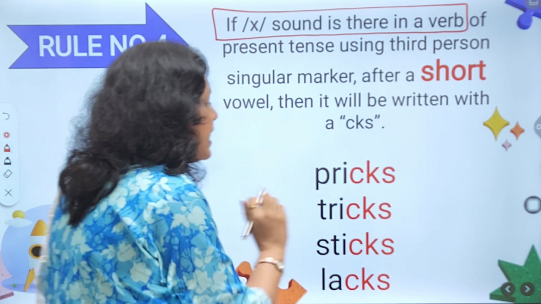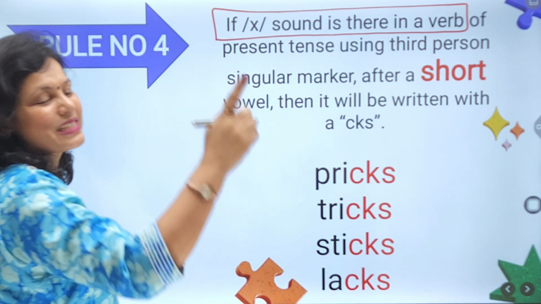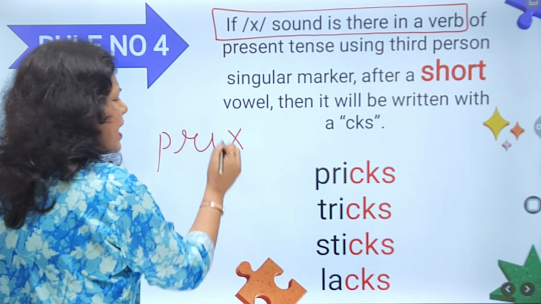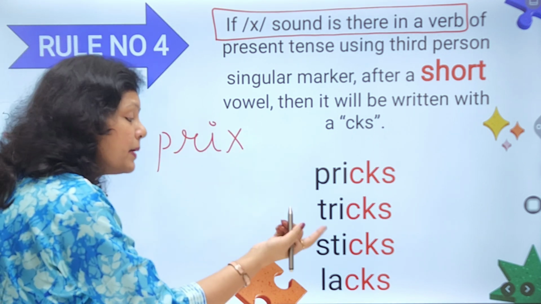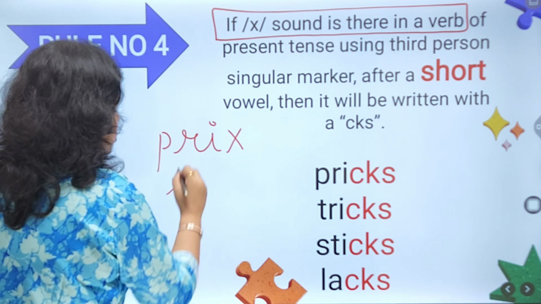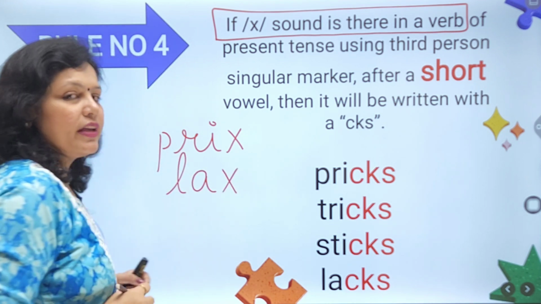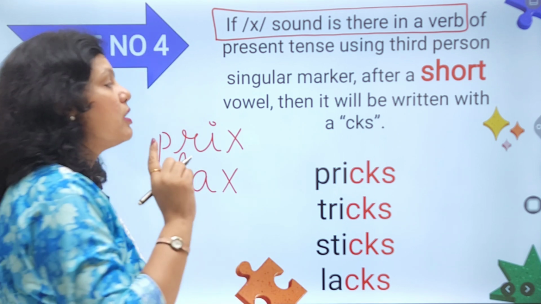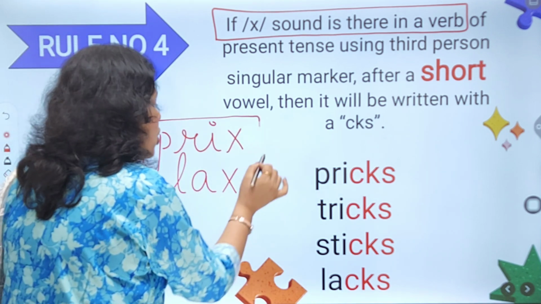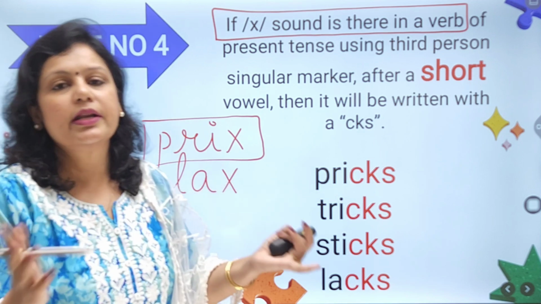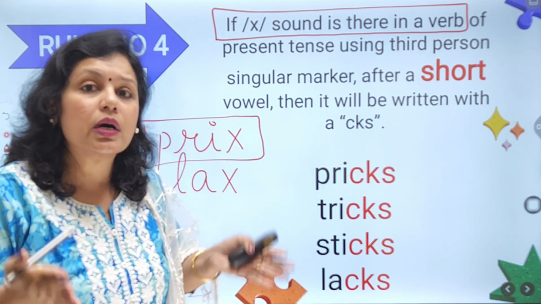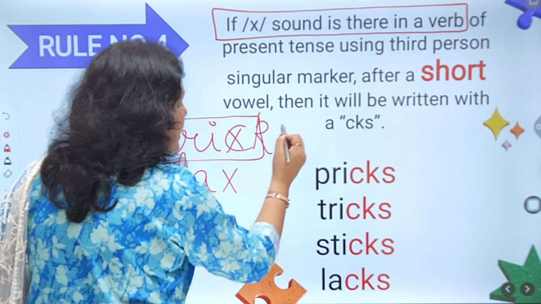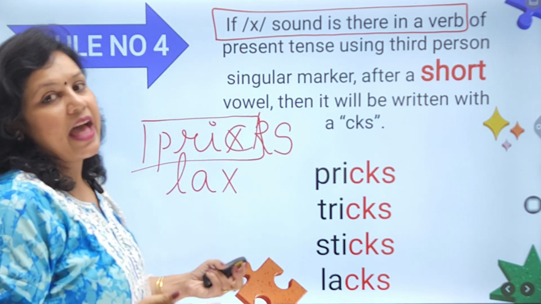verbs. Now in case of the verbs also you get the X sound at the end, like pricks. So can I write X over here? Similarly, lax. So can I write X over here? No, I cannot write it. Why do we have a rule? The rule says if your word is not a singular one, if your word is not a plural one, but it is a verb, then also it will have CKS or KS at the end.